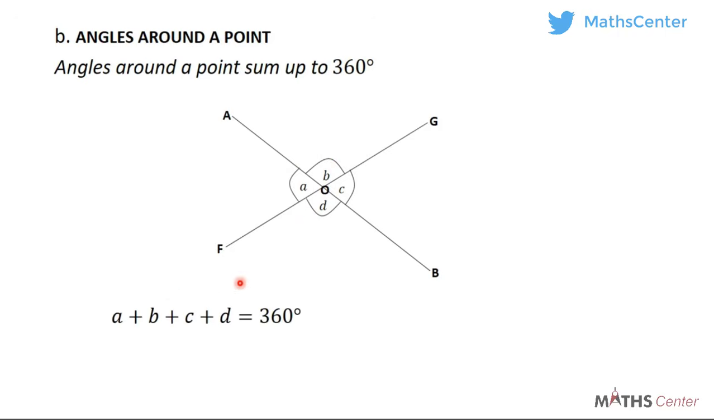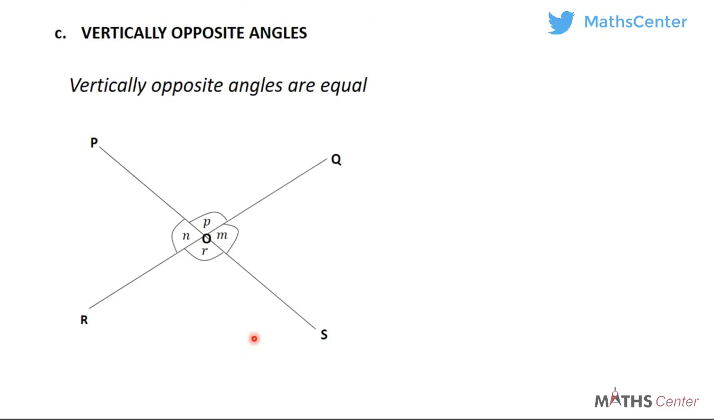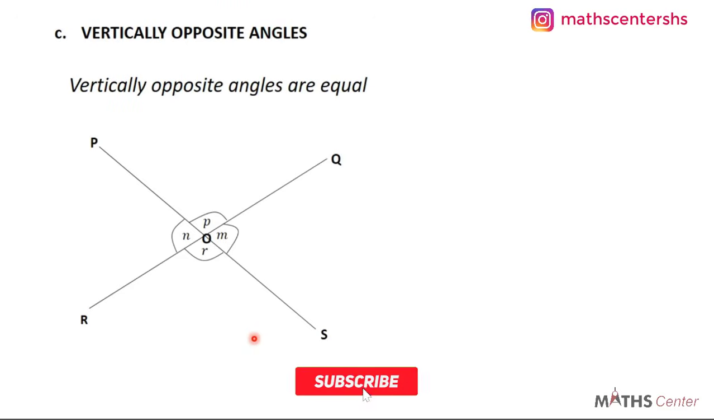So what this means is that if you add A to B, you add that to C, and you add that to D, you must get 360 degrees. This is also very, very important. We are going to use it a lot as the video goes on. Let's look at the next property that we are considering. Vertically opposite angles.